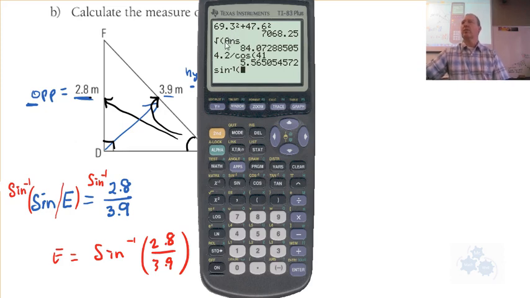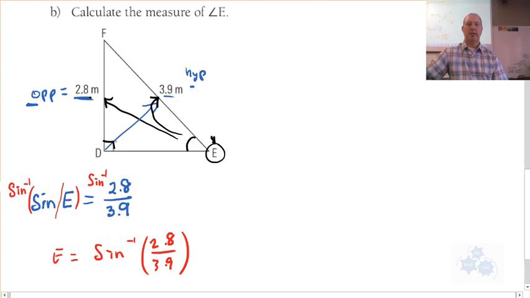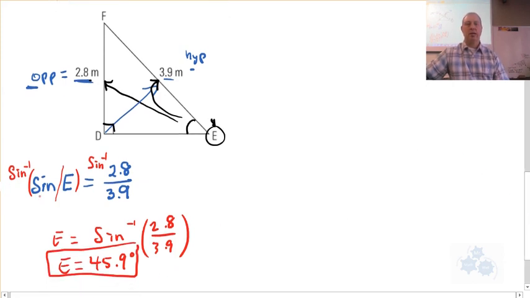You guys pay attention? Do this on your calculator, make sure you can do it. Your calculator may be a little different than mine. So 2.8 divided by 3.9. And let's see what that gives us. 45.885 or 45.9. Does that make sense here? If this is drawn to scale, that could be pretty close, so that's reasonable. So 45.9 degrees. Make sure you use your units there of degrees. And that appears to be our solution.